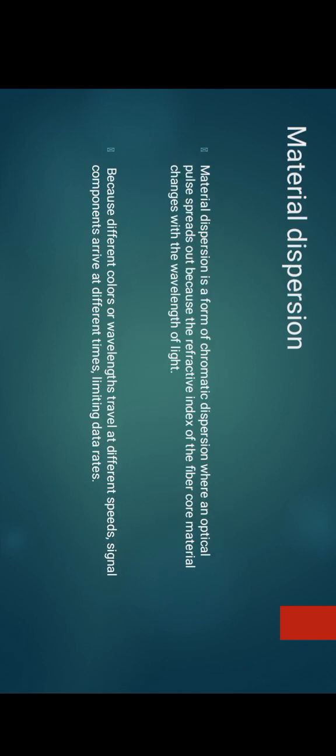Next one, material dispersion. Material dispersion is a form of chromatic dispersion where an optical pulse spreads out because the refractive index of the fiber core material changes with the wavelength of light. Because different colors or wavelengths travel at different speeds, signal components arrive at different times, limiting data rates.